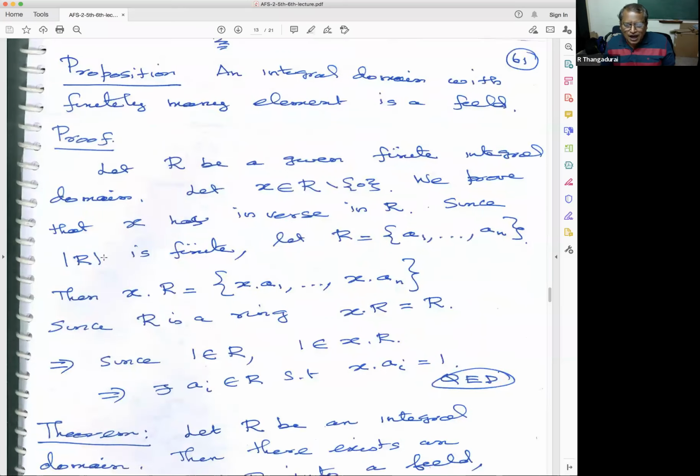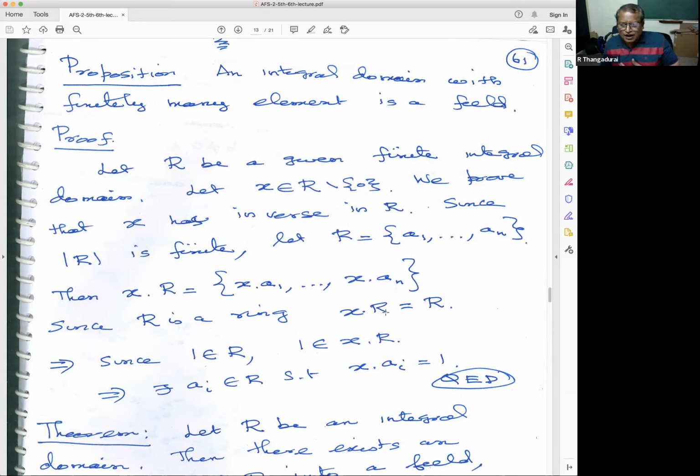Okay, since R is finite, we write its elements as a1, a2, ..., an. We take x, a non-zero element of R, and multiply every element of R by x. That is, x·R is the same as x·a1, x·a2, ..., x·an. Since R is a ring, by the closure property, this x·R is inside R.